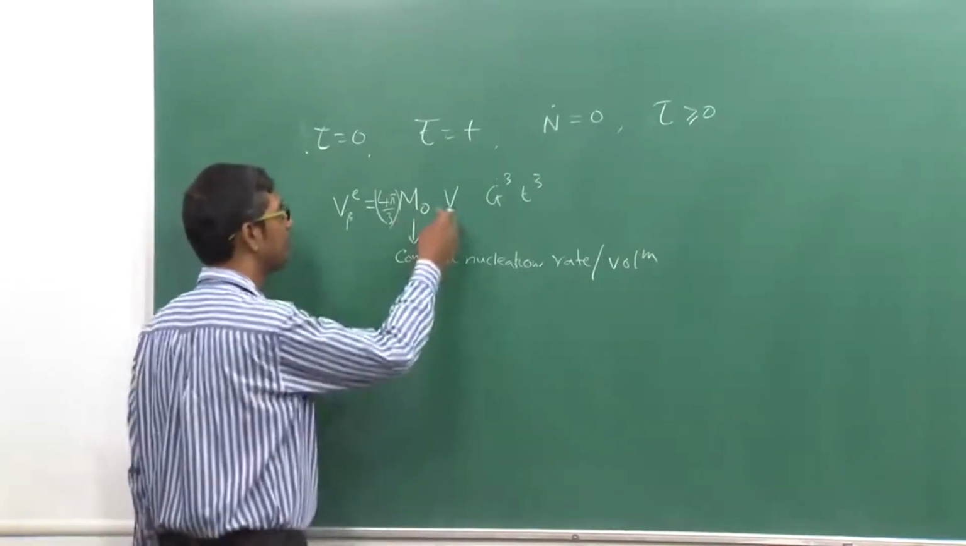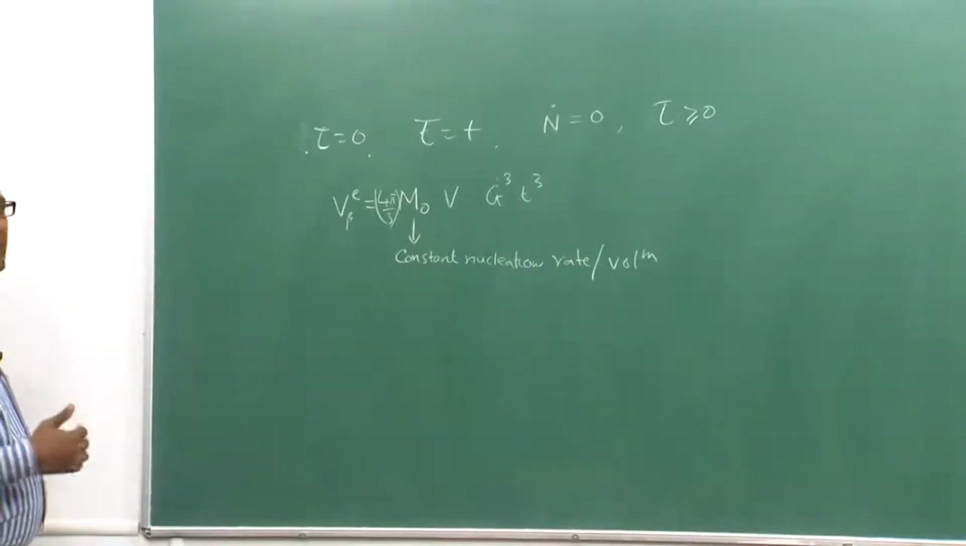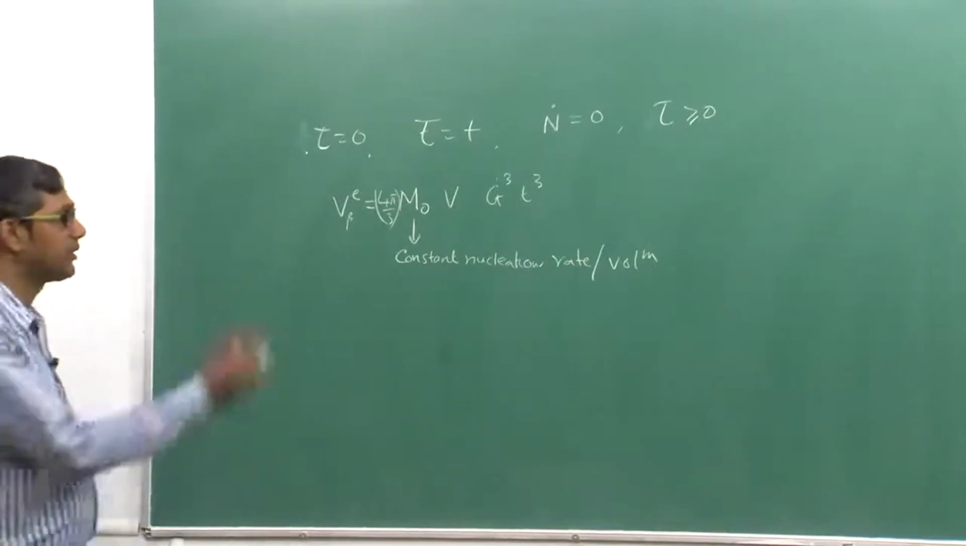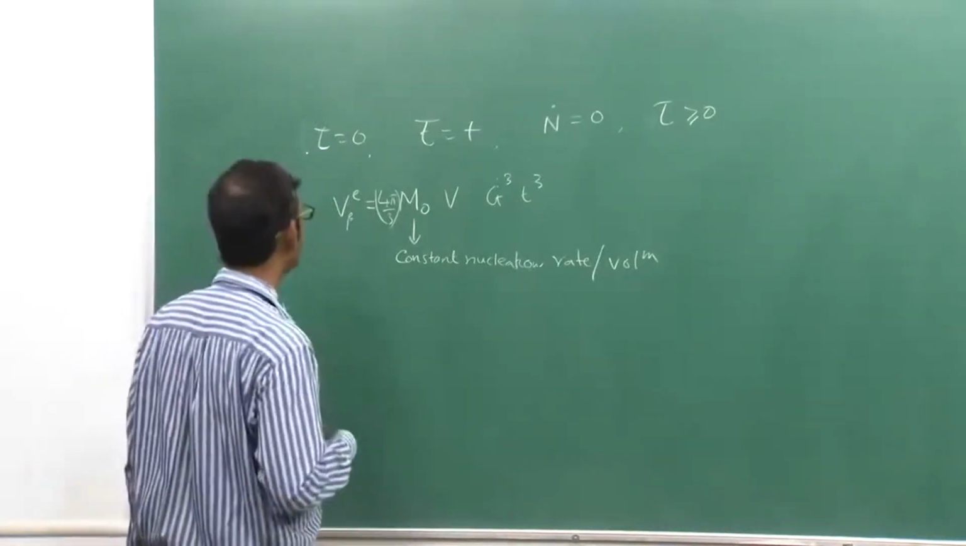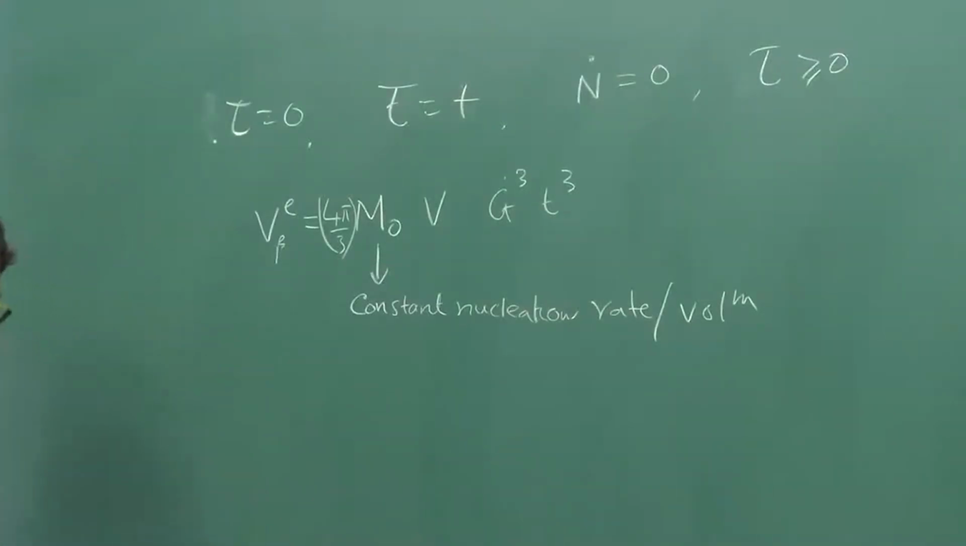M0 is a constant, volume is constant, and G dot is normally constant when it is growing isotropically in a spherical manner into the phase. The one picture is there on the slide, you can see that. So this is one particular situation.